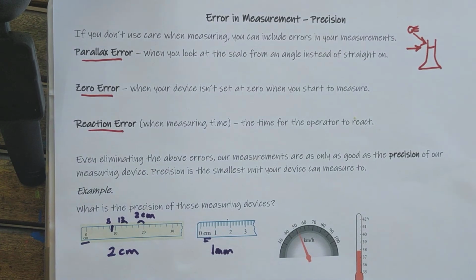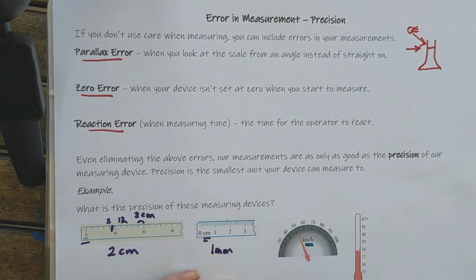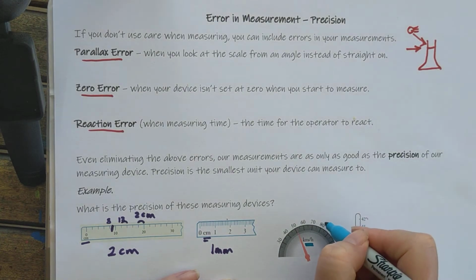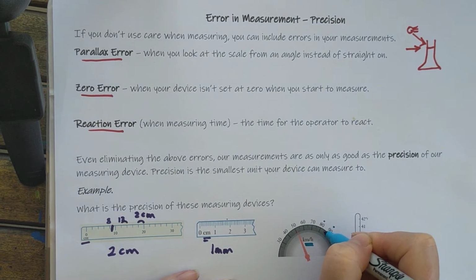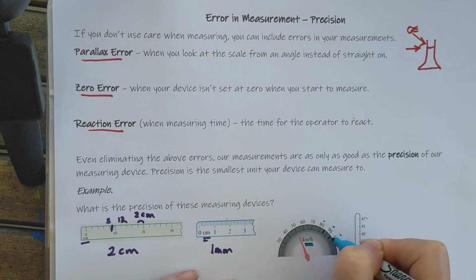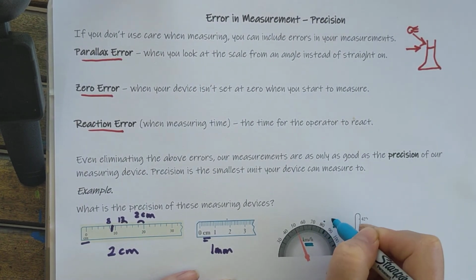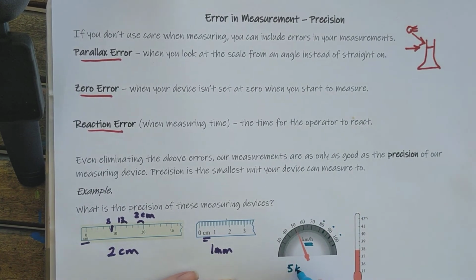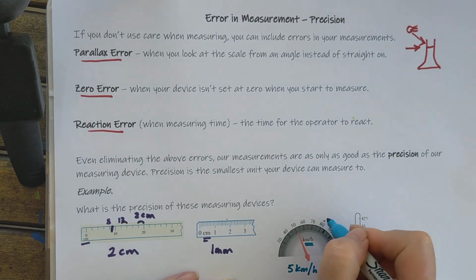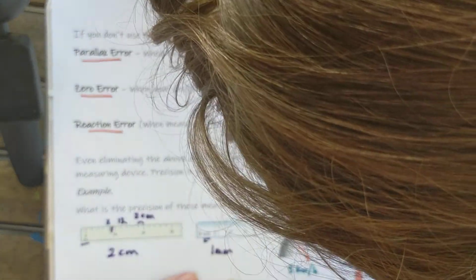If I have a look at the scale here, kilometres per hour, it tells me my units are 80, 90, 100, but you can see there's another little line in between. So I'm going to the nearest 5 kilometres per hour. I'm not going up by 10s, I'm going up by 5s.